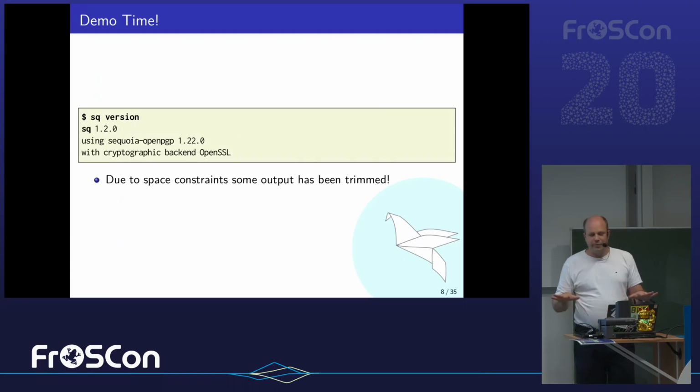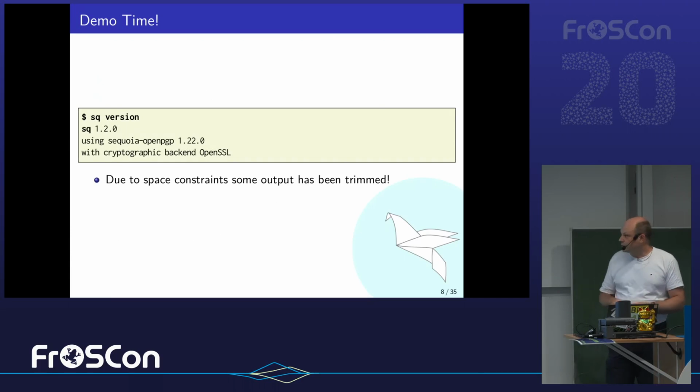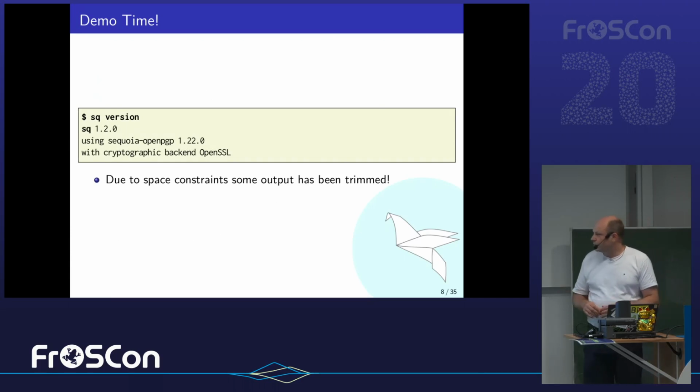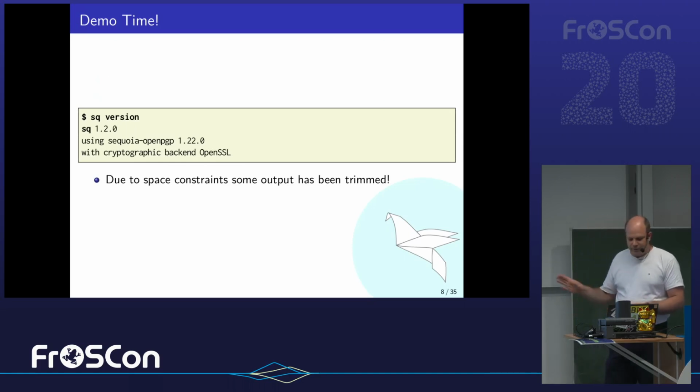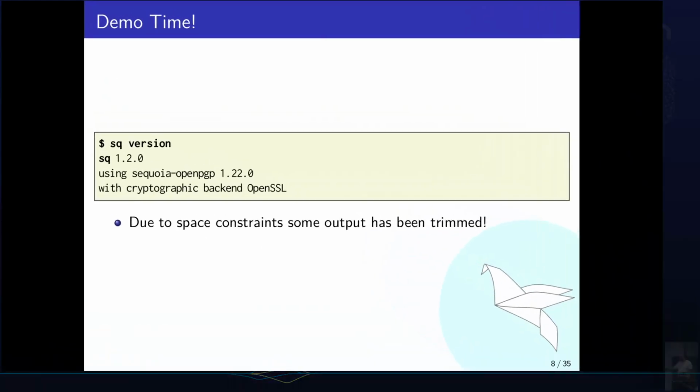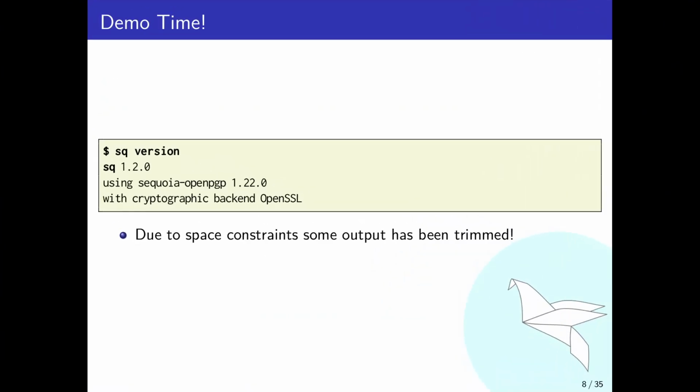All right, let's get to the demos that I promised. These demos were all done using SQ 1.2. We're now at SQ 1.3.1, so this is a couple months old, but nothing has really changed. I have trimmed the output because sometimes it's a bit longer, it doesn't fit on a slide, and I want to emphasize things. But I've tried to do so in a way that's fair to you. I'm not trying to misrepresent SQ by having trimmed some output, it's just in order to make it more readable.